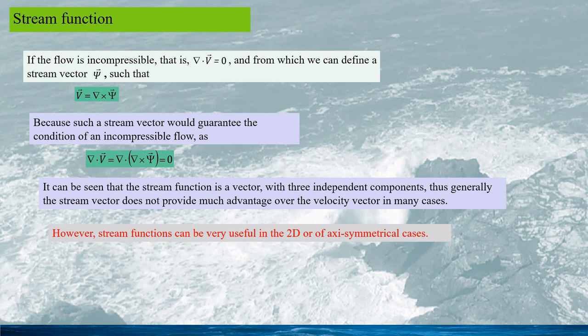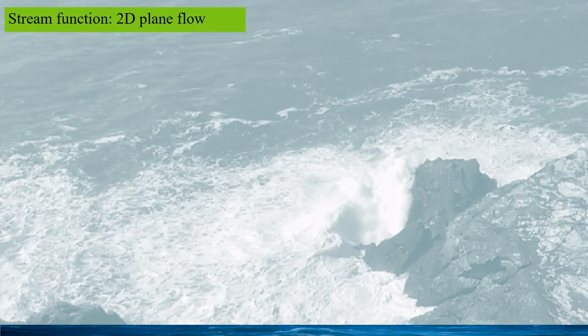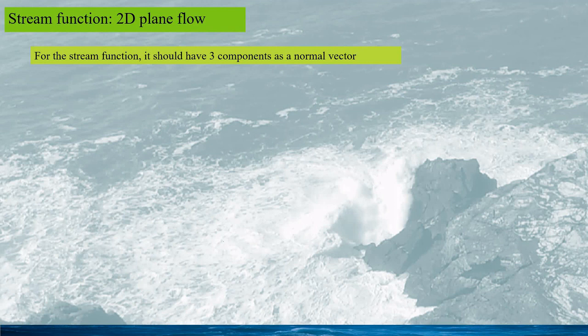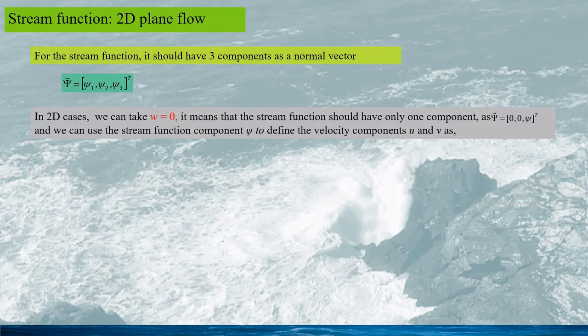However, stream functions can be very useful in 2D cases. Generally, the stream function should have 3 components as a normal vector, as this. However, in 2D, we take the velocity component w as 0. This means that the stream function should have only one component, as this, the scalar psi, to define the velocity components u and v as these equations.